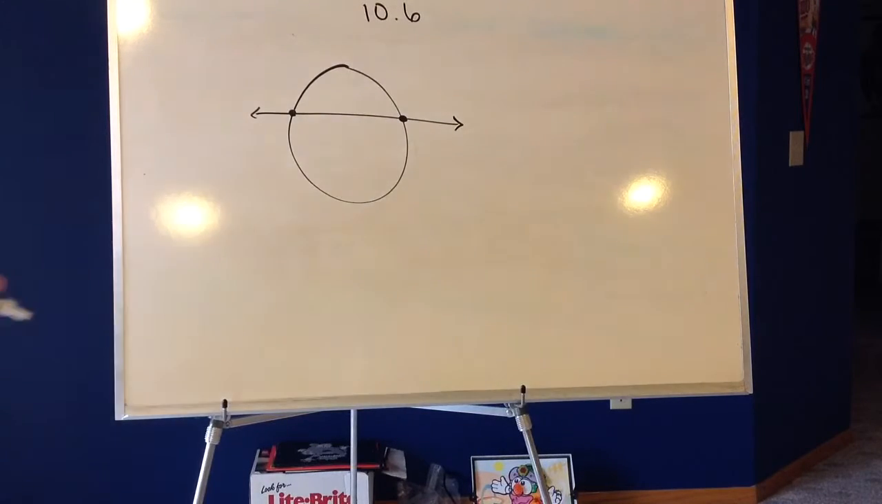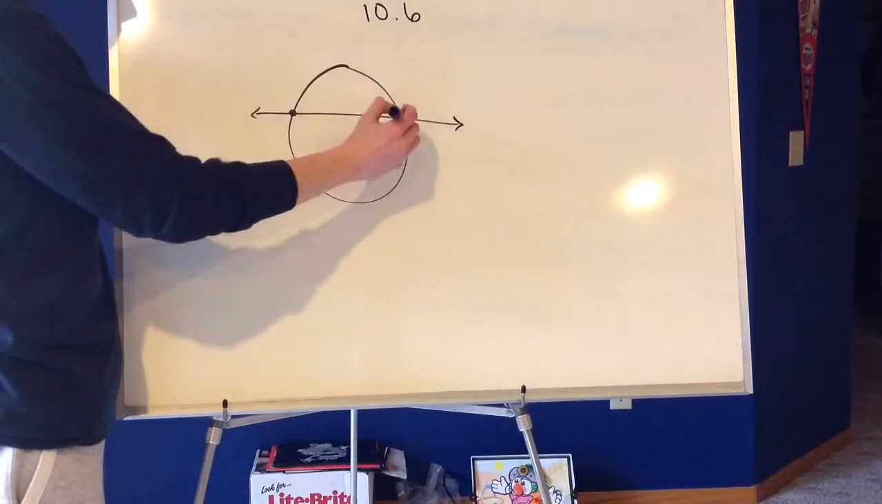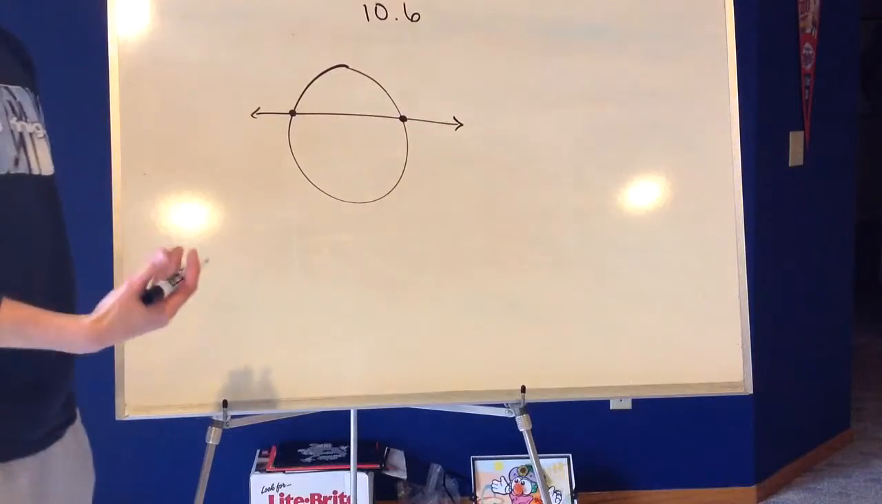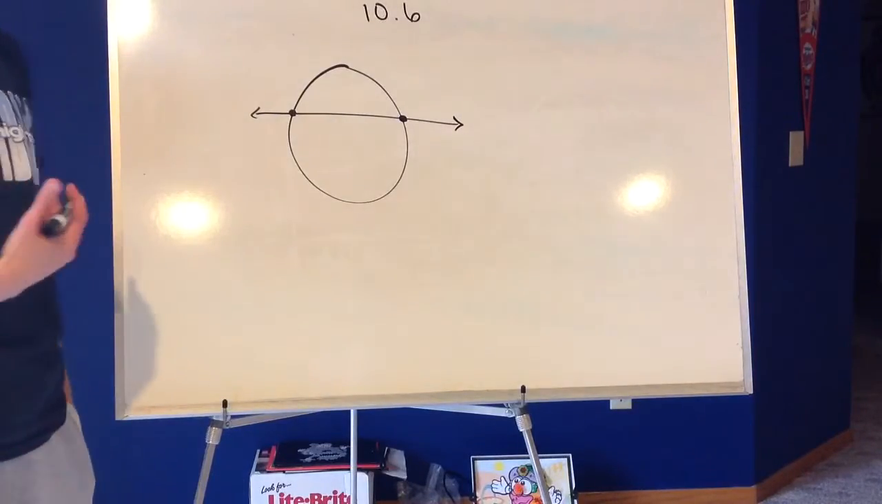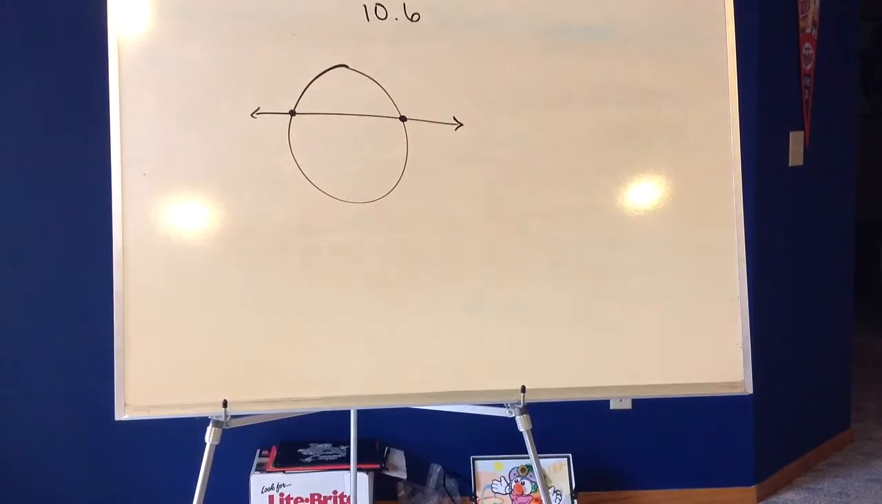Okay, so what I've drawn for you here is a secant. A secant is going to go through the circle and touch it at two different points. It's different from a chord because a secant does have to be a line. The theorems we look at today work with chords and secants, but the secant does have to continue on, does have to be a line.